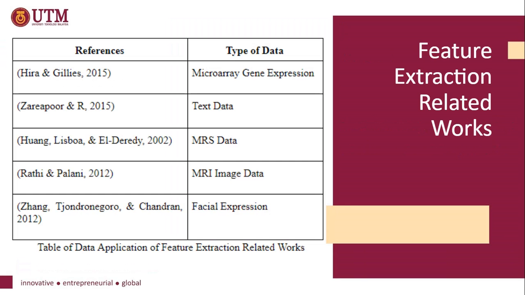Here are some related works on the type of data used for feature extraction. As you can see in the table, most of the data used are in image form, such as MRI and facial expression. Meanwhile, MRS data is magnetic resonance spectroscopy, which is a time series type of data. Then we have text data, and also microarray gene expression, which is gene expression data. This shows that feature extraction is very common when it comes to extracting from image or time series type of data, as well as text.